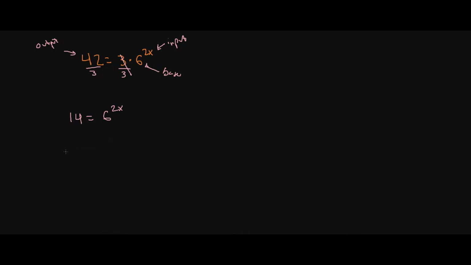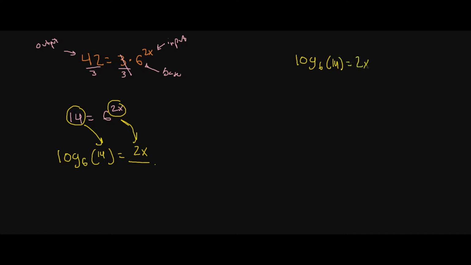All right, so let's convert it to logarithmic form. We're going to get log base 6, and I'll put a set of parentheses, equals blank. Well, this is my output, so that now is going to become my input. And this is my input, so that's going to become my output. All right, so far we got log base 6 of 14 is equal to 2x.